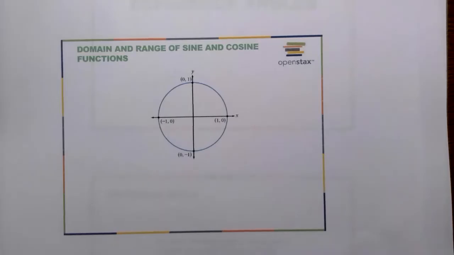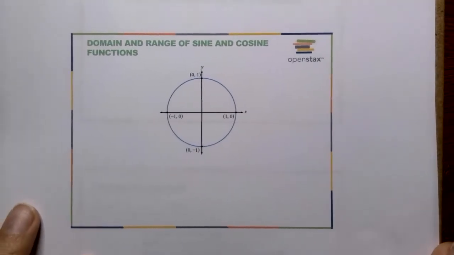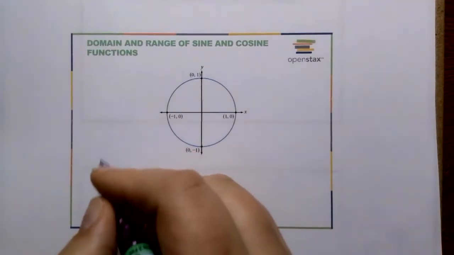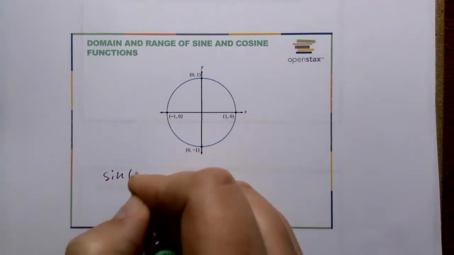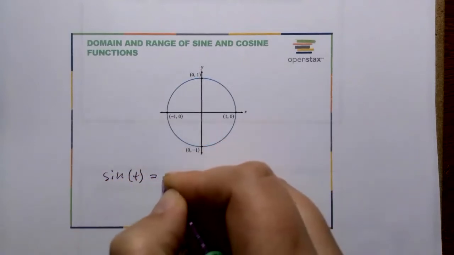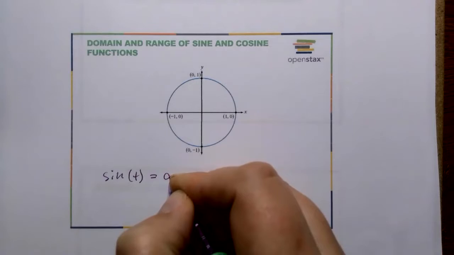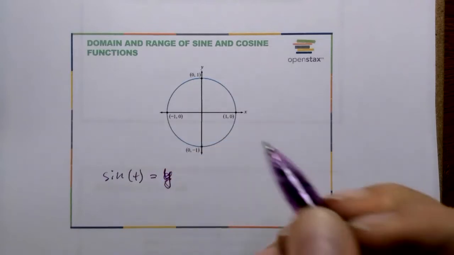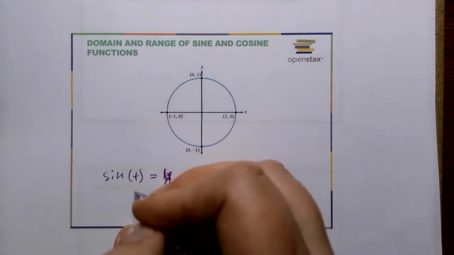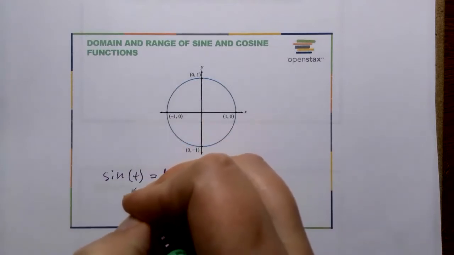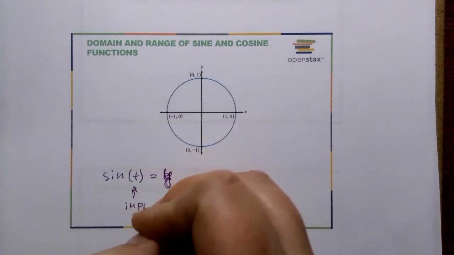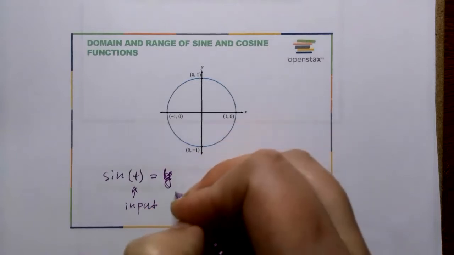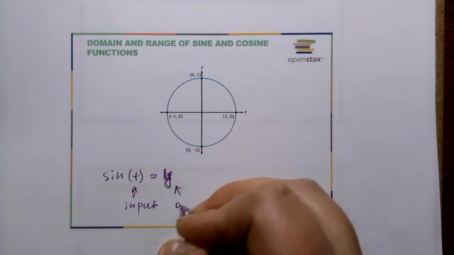Okay, so here let's talk about domain and range of sine and cosine functions. As we mentioned, they are functions. They depend on the angle t. So sine of t equals some number. Actually, let's call it y because it's a y coordinate. That's appropriate. So this is your input of this function: you input an angle, and y is going to be your output.